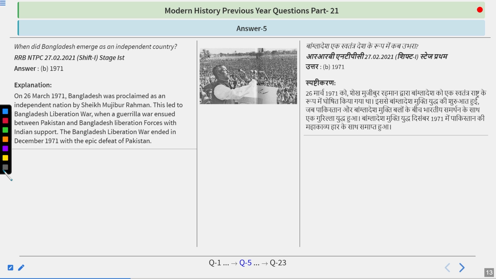The Bangladesh Liberation War ended in December 1971 with the epic defeat of Pakistan. And particularly after that, Bangladesh was liberated or separated from West Pakistan, and Bangladesh got independence. The national anthem of Bangladesh, Amar Sonar Bangla, was written by Rabindranath Tagore.